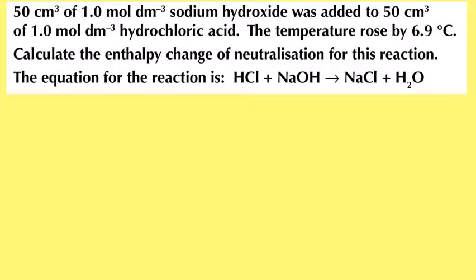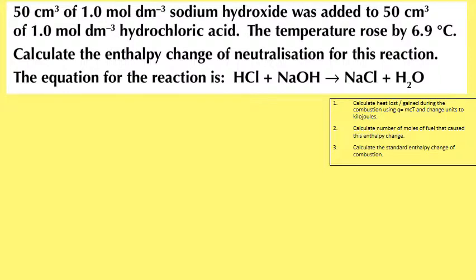And it gives us the equation for the reaction. HCl plus NaOH gives us NaCl plus water. Okay, so there's our question. Fairly straightforward, but for convenience, let's list out our 3 steps. There they are. And step number 1, of course, is to work out the heat that is gained using Q equals mc delta T. So let's write that down. Q equals mc delta T.